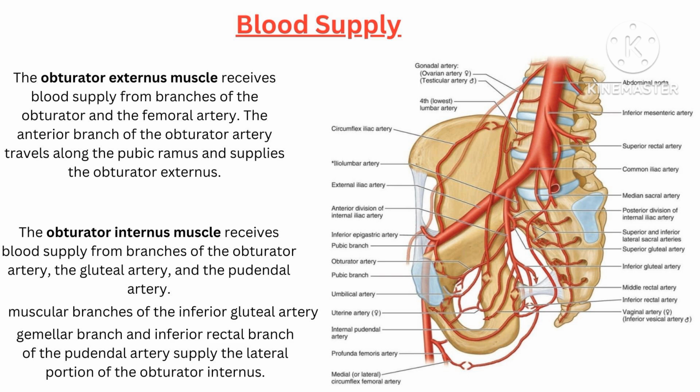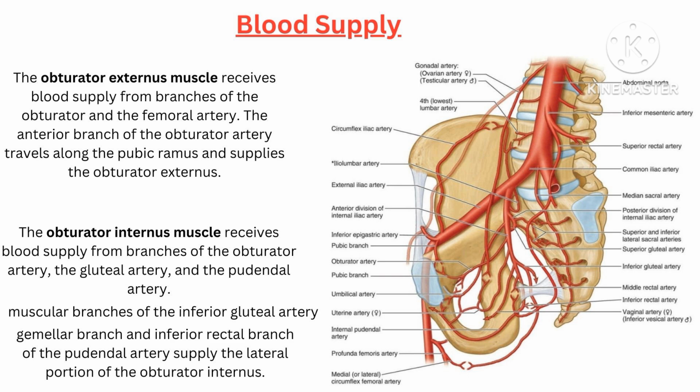Branches of the obturator artery include the muscular branches which supply the iliacus and iliopsoas muscles, in addition to the obturator internus. The muscular branches of the inferior gluteal artery also provide blood supply to the muscle. Lastly, the gemellar branch and inferior rectal branch of the pudendal artery supply the lateral portion of the obturator internus.